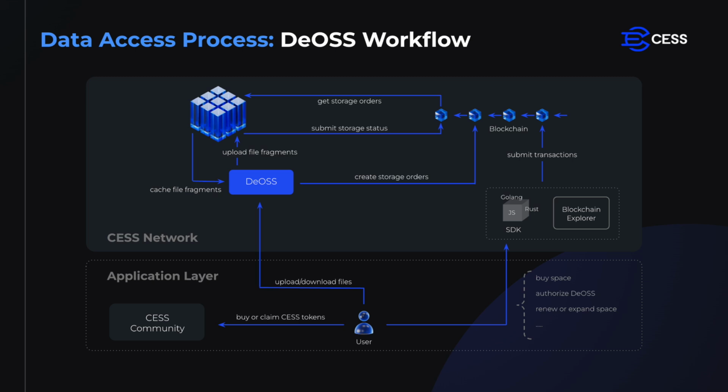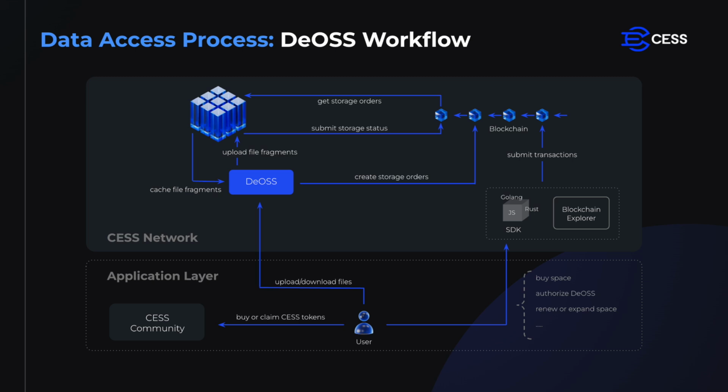Now let's dive into the workflow to understand how to navigate and leverage DeOSS, which is crucial for unlocking its full potential. Let's break down the workflow into two key steps. Step 1. Depositing SES tokens. The first thing that we need to do is get some SES tokens, as these tokens are the key to unlock the vast potential of DeOSS.